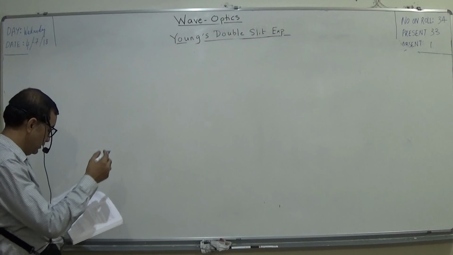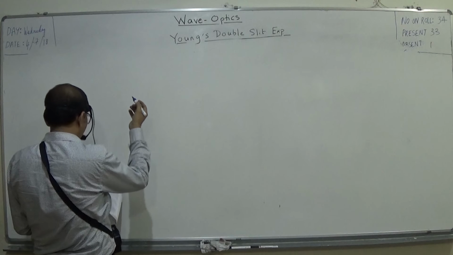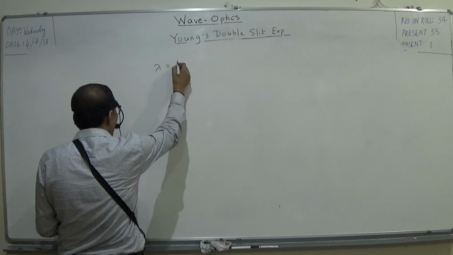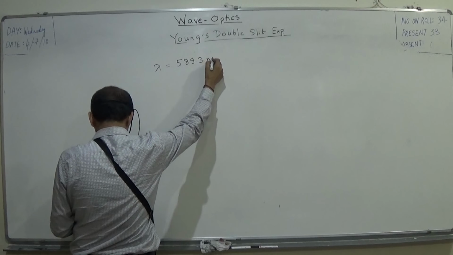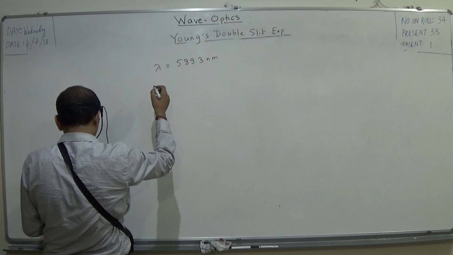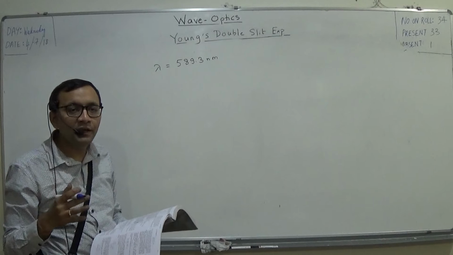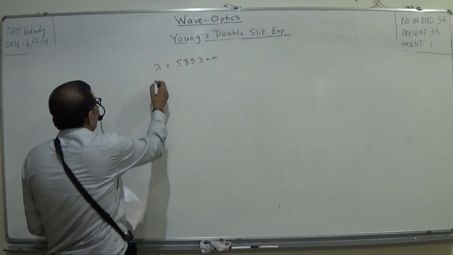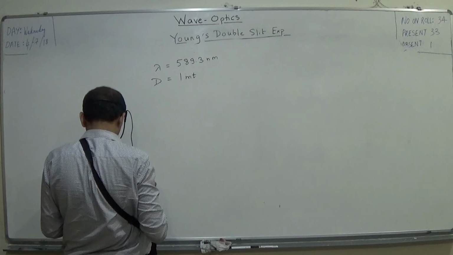Okay, write down: in Young's double slit experiment performed using sodium light of wavelength 589.3 nanometer, the interference pattern is observed on a screen 100 centimeter away. So what is 100 centimeter? Capital D. So capital D is 100 centimeter or 1 meter.